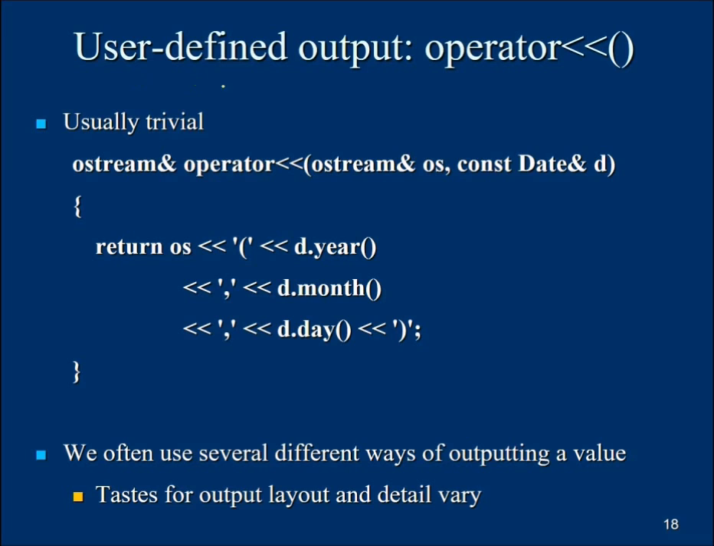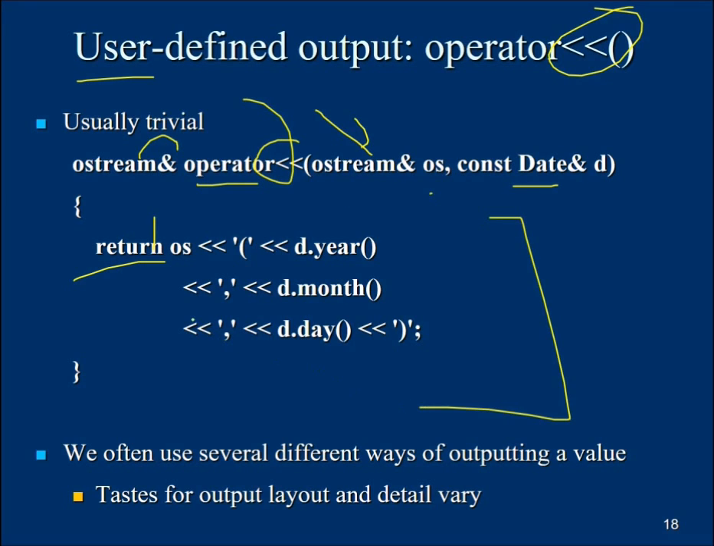This is another topic, user defined output, that is, the output operator. Usually we can use them trivially, like ostream ampersand and the operator. We can take an ostream os and a constant d, and just return os. Hope you remember this problem we earlier discussed: d dot day, d dot month, d dot year. See, we often use several different ways of outputting a value. This is one of them.